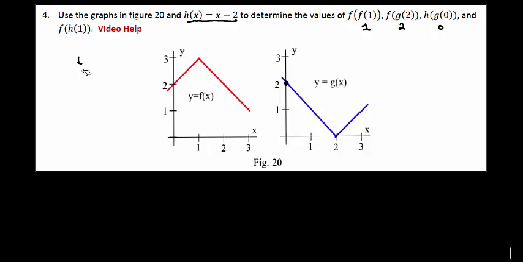And don't go looking for patterns. Don't say, well, the first was 1, f of g of 2 is 2, h of g of 0 is 0, so f of h of 1 must be 1. It could be, but it might not be. So let's go ahead and check.